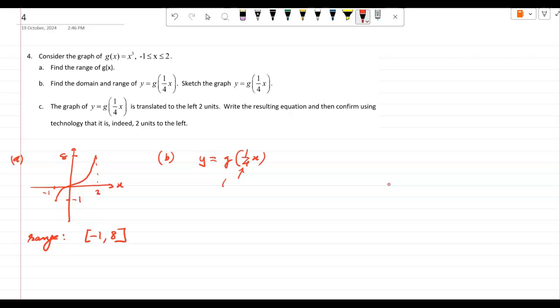Part B, find the domain and range of y is equal to g of 1/4 x. So this is your horizontal stretch by factor 4. Yes, a horizontal stretch by factor 4. That affects the domain. So the domain will become what? -4, comma 8. Range will remain unaffected.